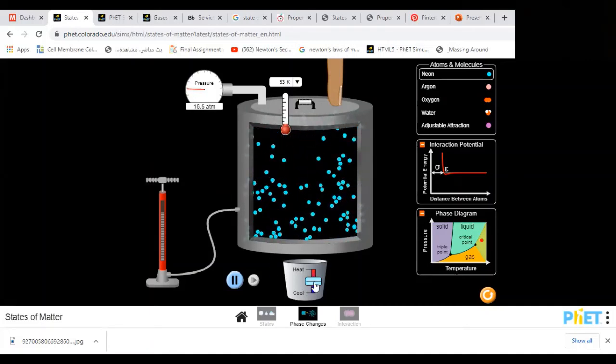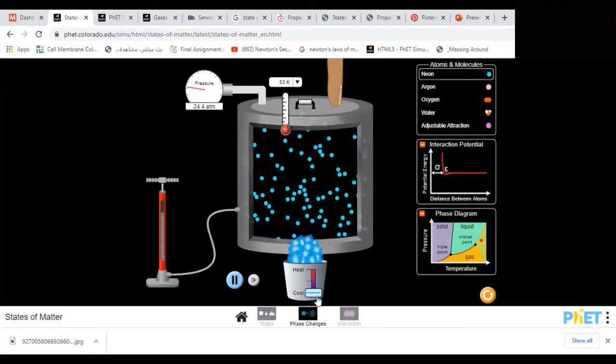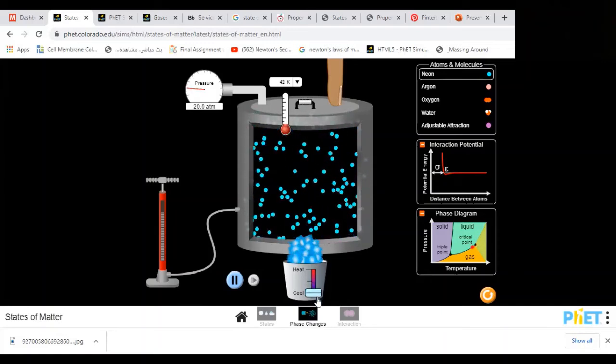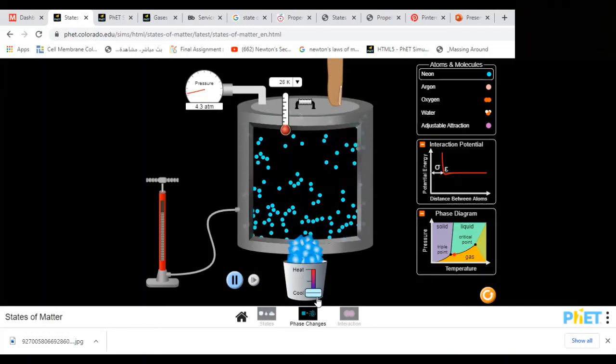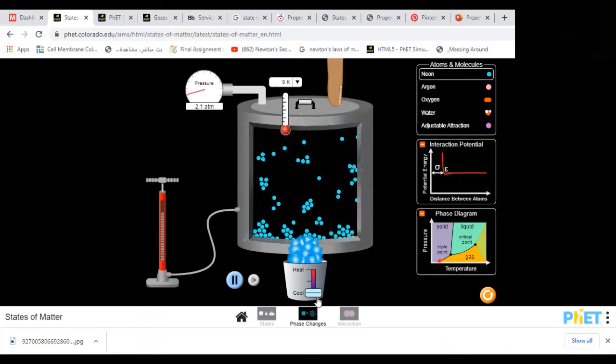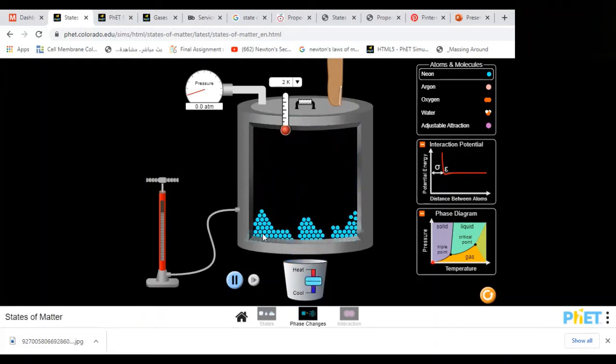Okay? But what happens if the opposite happens? If the temperature decreases, what do you expect about the volume? About the space that these particles will occupy? It will increase or decrease? By decreasing temperature, see, the volume or space that these particles occupy becomes less. So if I increase temperature, volume will increase. If I decrease temperature, volume will decrease. Exactly. Okay? This was Charles' law.